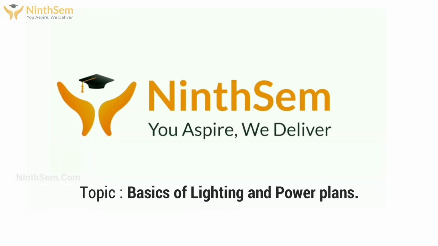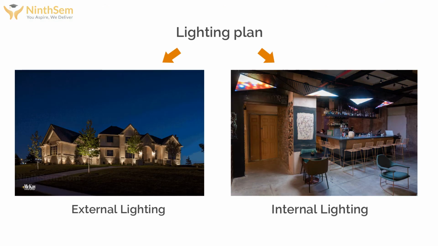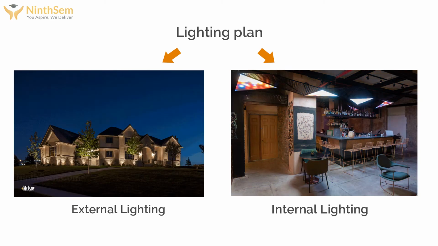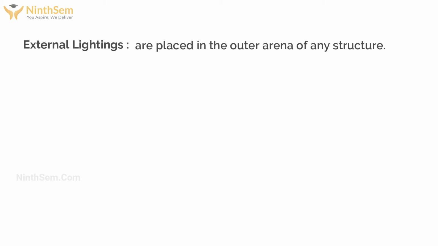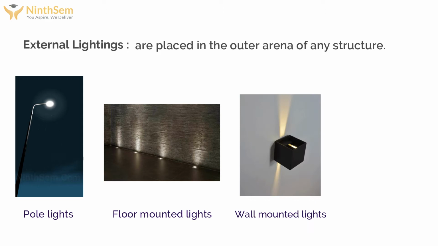Today we will discuss two subtrades, namely lighting and power plans. Lighting plan constitutes both external and internal lighting. Based on the type of mounting of light, these lights can be further subcategorized, which are common to all the projects. External lightings are mostly the lights which are placed in the outer area of any structure, such as pole lights, floor mounted lights, wall mounted lights, canopy lights, etc.